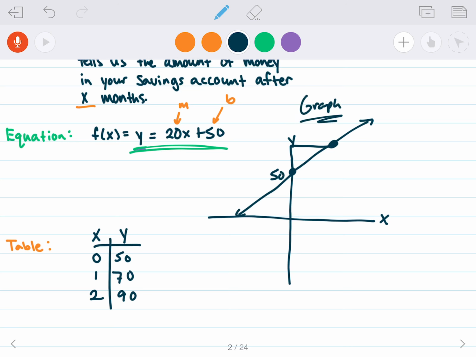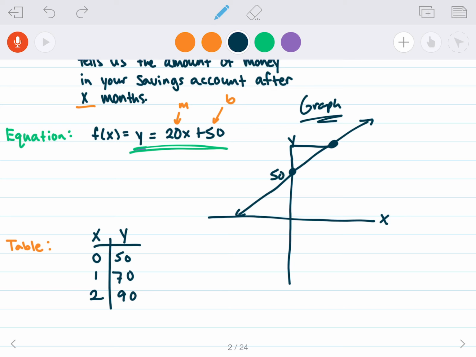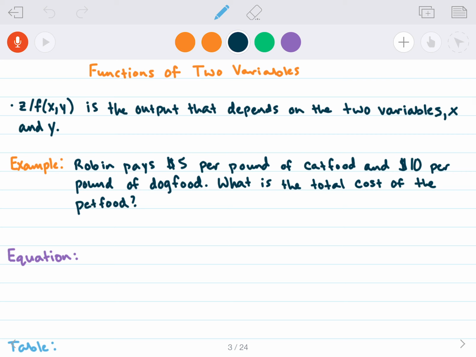Now I want you to think, if we extended this to have two input variables and one output variable, how would the graph look different? Could we use a two-dimensional plane to represent such a graph? And the answer is no. We actually have to extend our picture for a graph. We have to add in a new axis, and we're going to get to that in just a few slides. But for now, I want to really focus on the equation and table aspect of what we're learning next, which is functions in two variables.